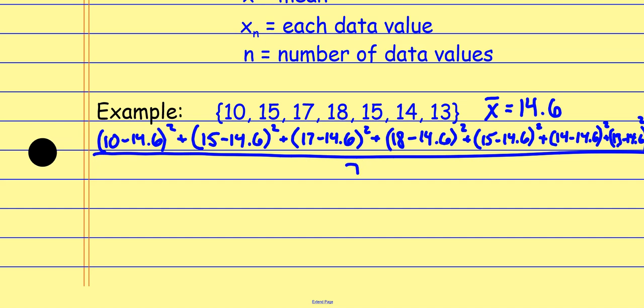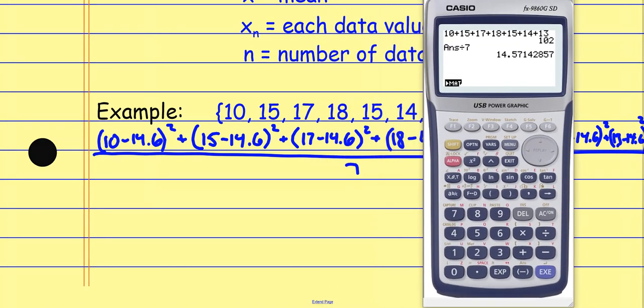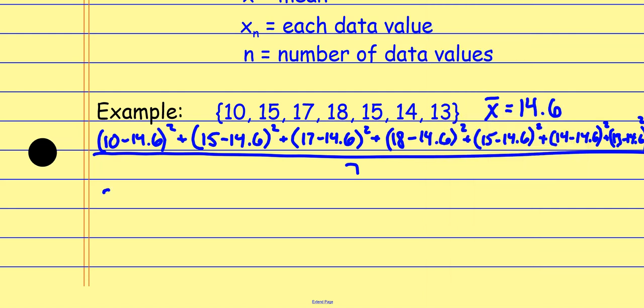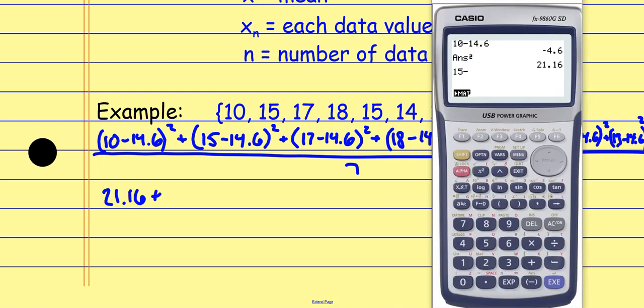And then again, it's kind of a job for my calculator here. I'll break this down into steps. We could plug this in all in one shot, but you got to make sure you have all those parentheses there. So I would do 10 minus the 14.6, and then we want to square that. And again, when you square it, it's automatically going to get rid of the negatives. So don't worry about negatives. So 21.16. And then we do the next guy.